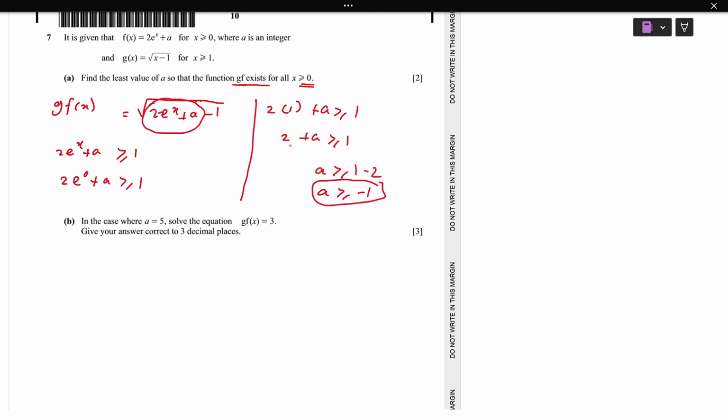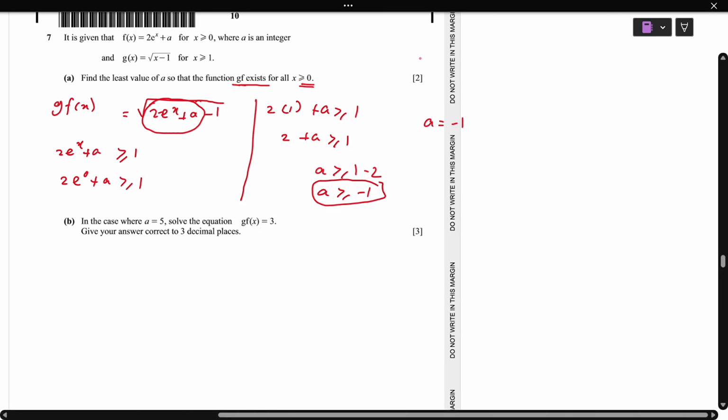So our question is to find the least value. So our answer is a equal to negative 1. That is the least value, whether it's greater or equal. They have to find the least value, so we got the least value, which is a equal to negative 1. That is the answer for the first question.